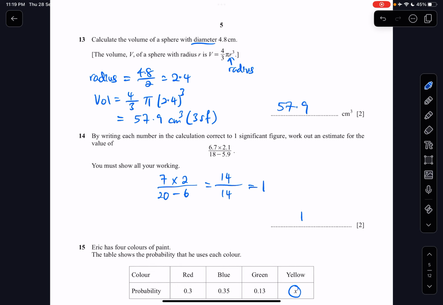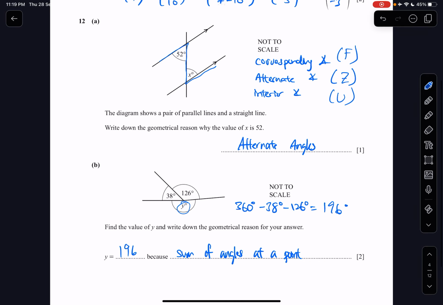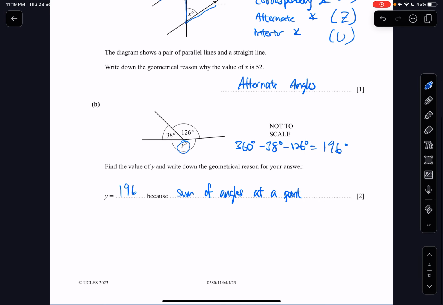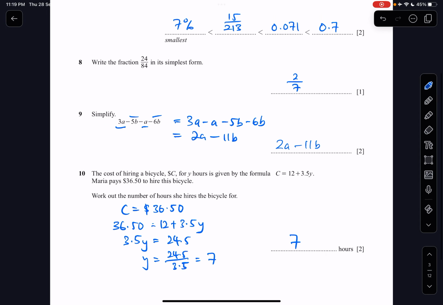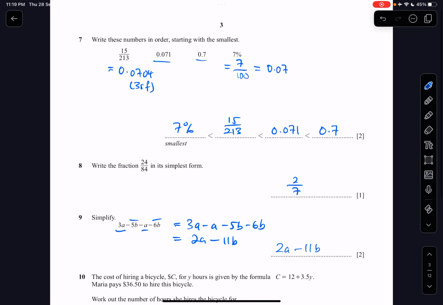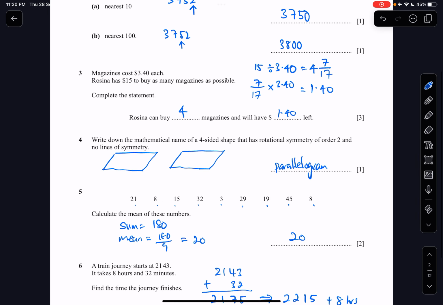We have estimation, mensuration because of the volume over here given the formula. So when we are given the diameter, always find the radius first because the formula is in terms of radius. We have this vector over here, angle properties, alternate angles, sum of angles at a point. We have some basic algebra, simplifying, fractions in simplest form, numbers from smallest to biggest. Okay, and we have this simple arithmetic over here.